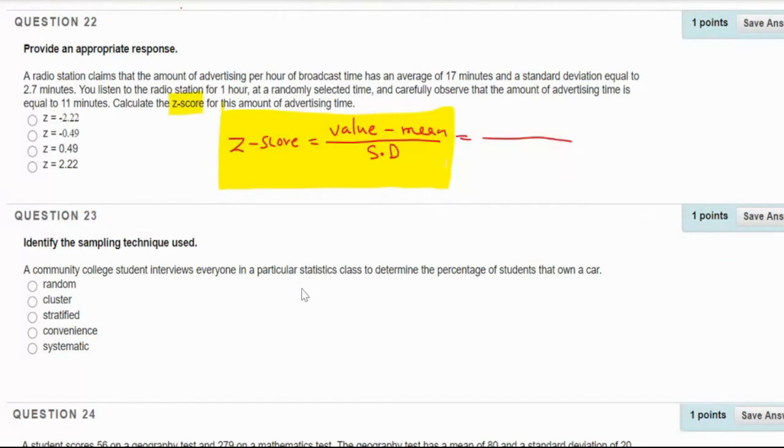Here they said the average is 17. So the mean is 17. And then what is the standard deviation? The standard deviation is 2.7. And then what exactly did the person score? The person scored 11. So it's 11 minus 17 over 2.7. Someone, the first one: excellent. Negative 2.22.